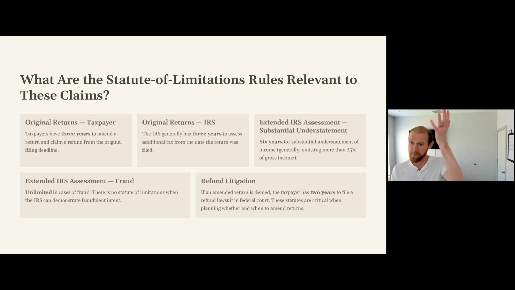Statute of limitations, beware right now that 2022 is expiring. So if your client's returns were filed by the deadline, you're probably out of time to amend those 2022 returns. But if they were extended, then you have until the extended filing date to amend those 2022 returns. There's a 6-year period, of course, where it can be audited. Let's see here. You have time for original returns.